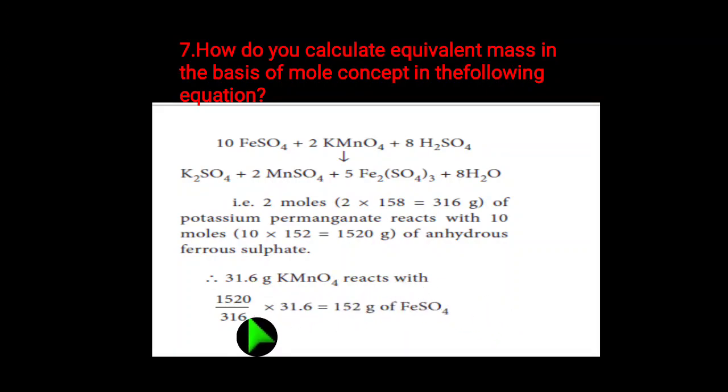I repeat again: 316 gram of potassium permanganate reacts with 1520 gram of anhydrous ferrous sulfate. That is required. If so, 31.6 gram of KMnO4 reacts with how much mass of ferrous sulfate is required? That is called the equivalent mass of KMnO4.